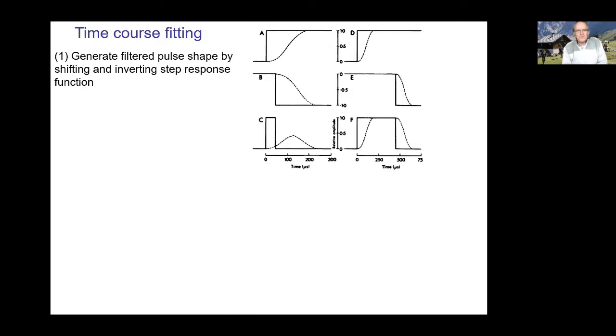So for time course fitting, what do we want? These are theoretical things: a step input to the patch clamp recording apparatus, and here's the response after it's been filtered. This is a shutting which produces exactly the same sort of thing.